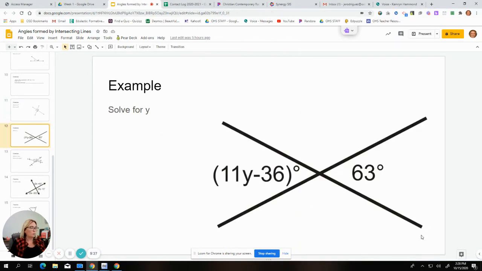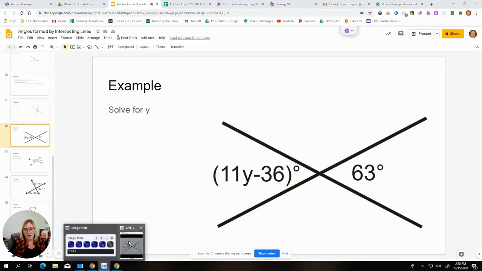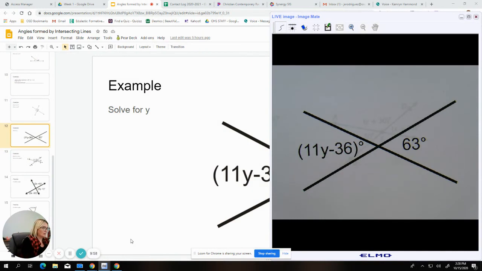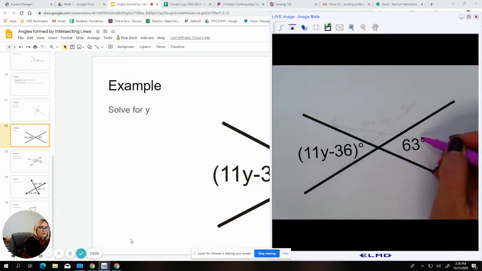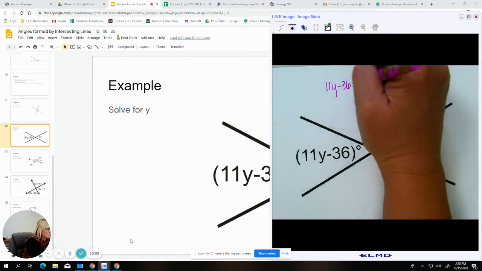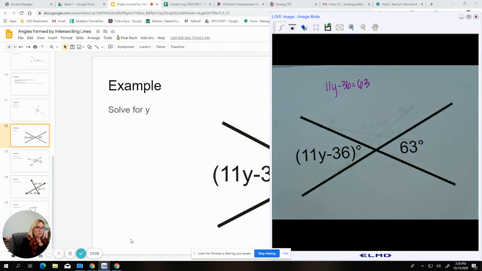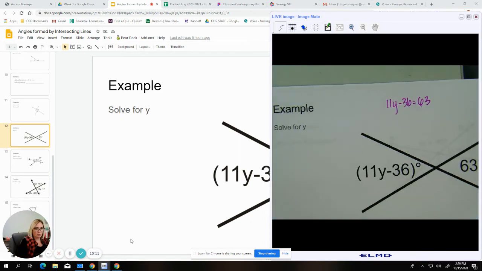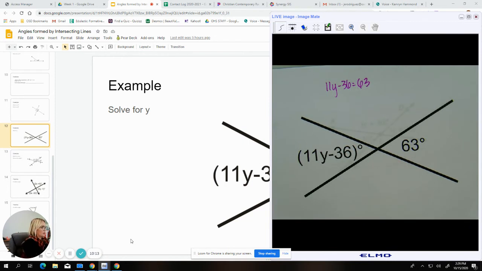So now we're going to do some with solving for a vertical angle. And in this case, we don't need to know what the vertical angle is because it's already given to us as a degree. But in this case, it wants you to do some solving. So you have to remember the rule that vertical angles are equal. So we can set this up into an equation that says these two angles are equal, or 11y minus 36 is equal to 63. So then we can solve, and it asks us to solve for y, so we can just use our equation.